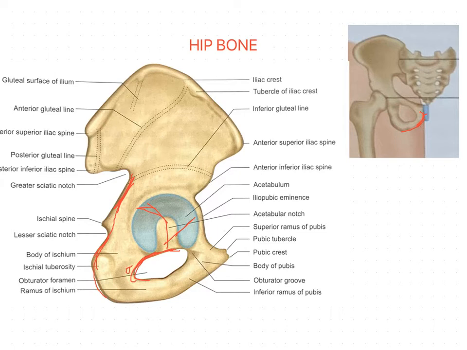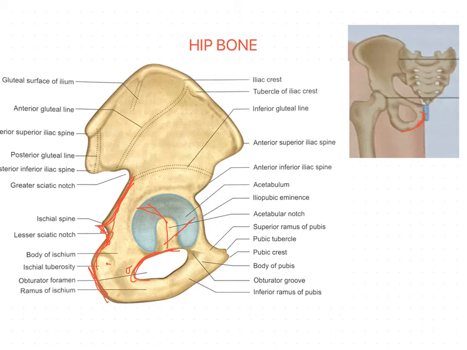Below the notch, the posterior margin shows a projection called the ischial spine. Below the spine, the posterior border shows a concavity called the lesser sciatic notch. The lateral border forms the lateral margin of the ischial tuberosity, except at the upper end where it is rounded.